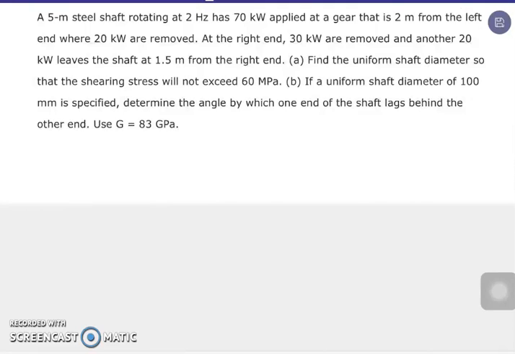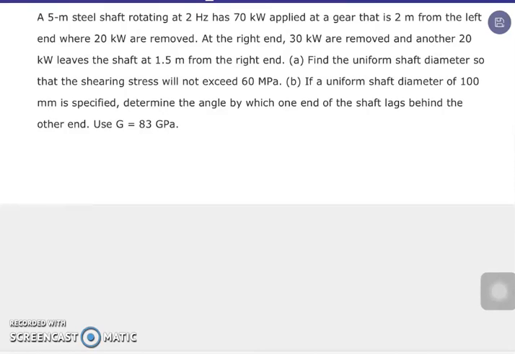Okay, problem number 4. A 5-meter steel shaft rotating at 2 Hz has 70 kilowatt applied at a gear that is 2 meters from the left end, where 20 kilowatt are removed. At the right end, 30 kilowatt are removed and another 20 kilowatt leaves the shaft at 1.5 meter from the right end. Find the uniform shaft diameter so that the shearing stress will not exceed 60 megapascal.